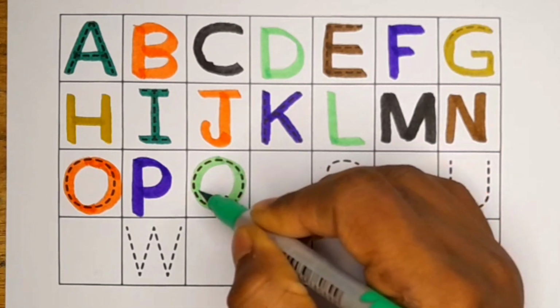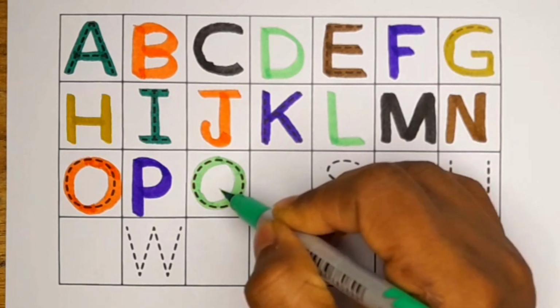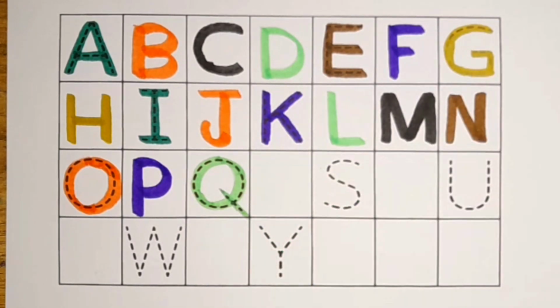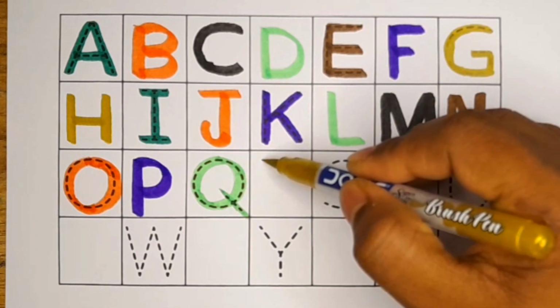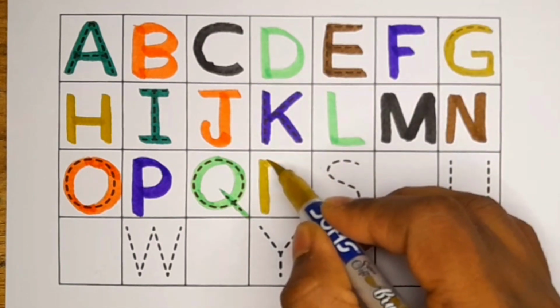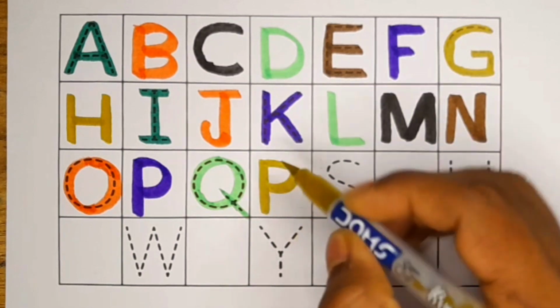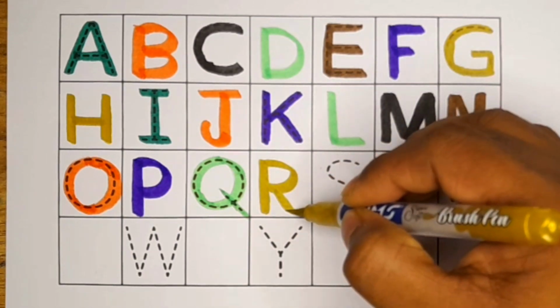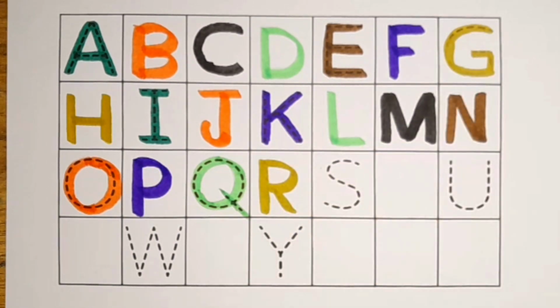Q. This is Q. Q for queen. Golden color. This is golden color. R for rat.